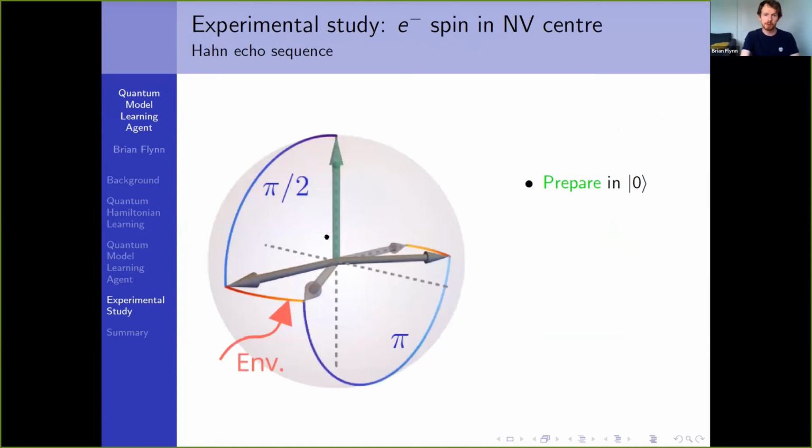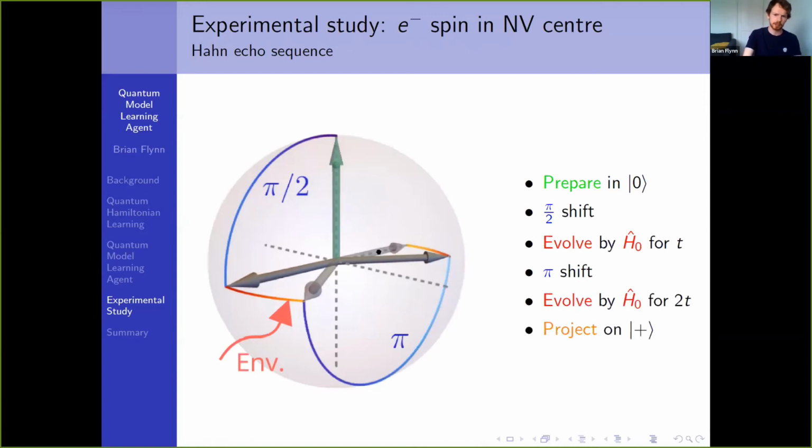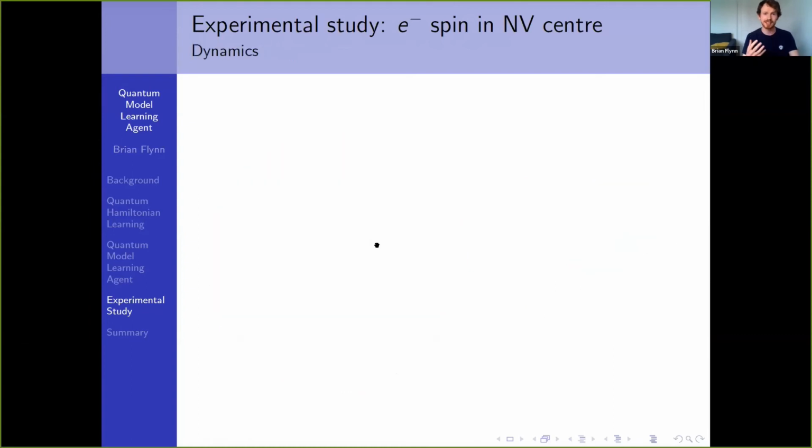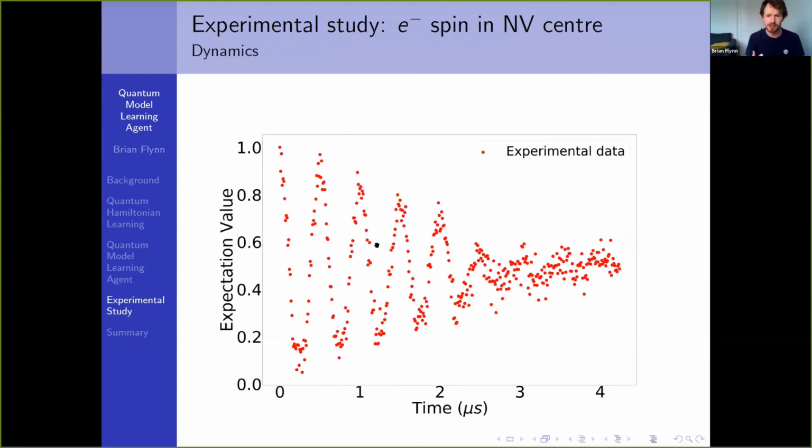So what you do is you prepare your electron spin in the 0 state, apply a pi/2 shift. And the important part here is that we allow the system to evolve according to its own Hamiltonian for a time t. This is the thing we're trying to sort of probe and understand. Then we do another pi shift, another evolution, and we finally project onto plus over there. So if you don't really care about the experimental details, all you really care about is that this gives you another set of red dots that you can use to play the QMLA game with.